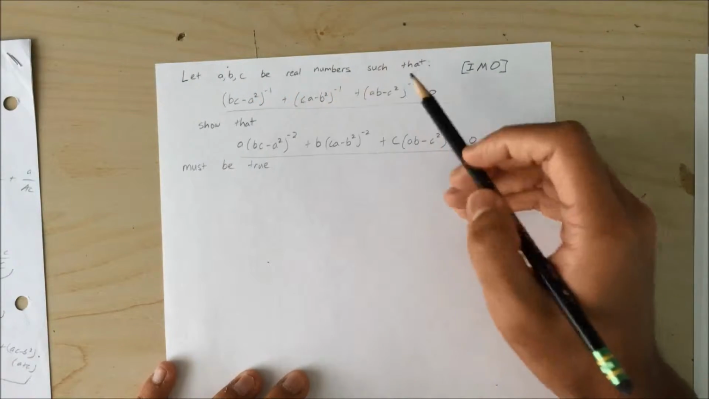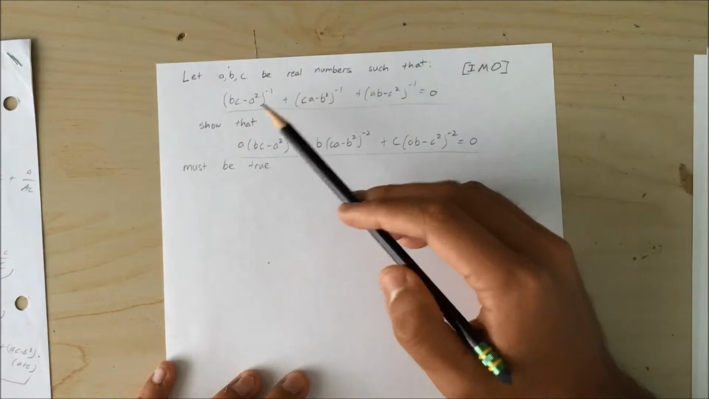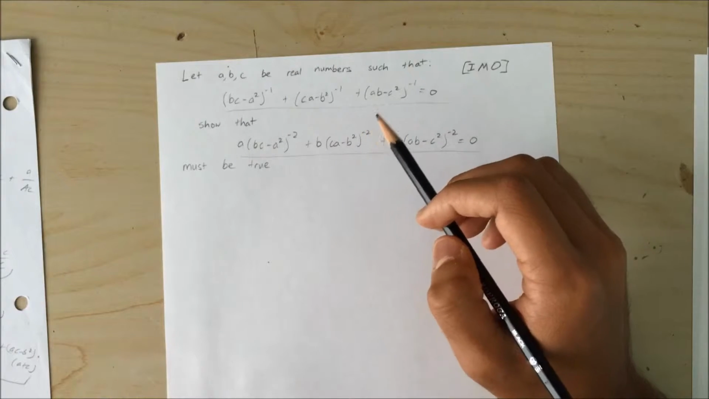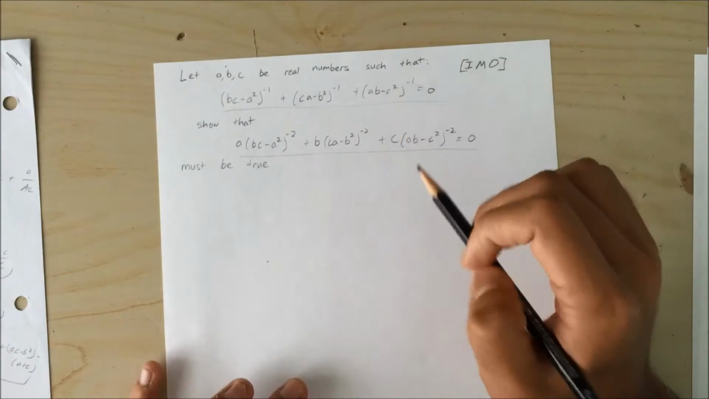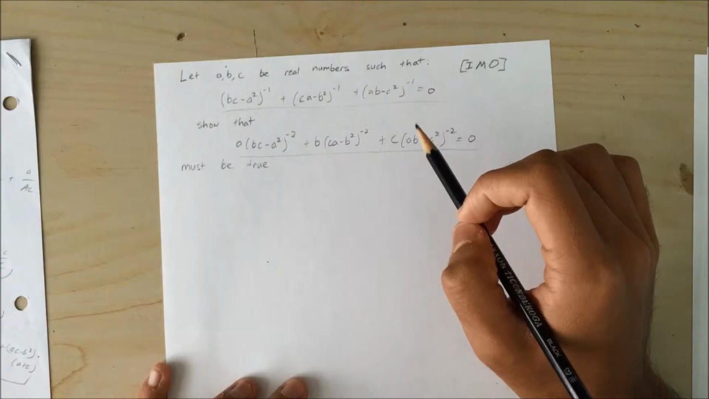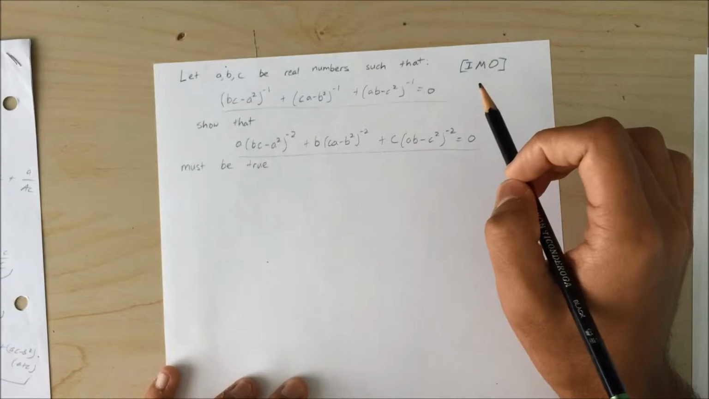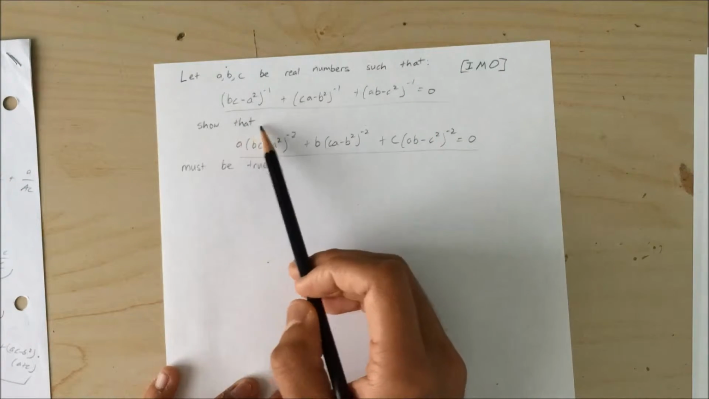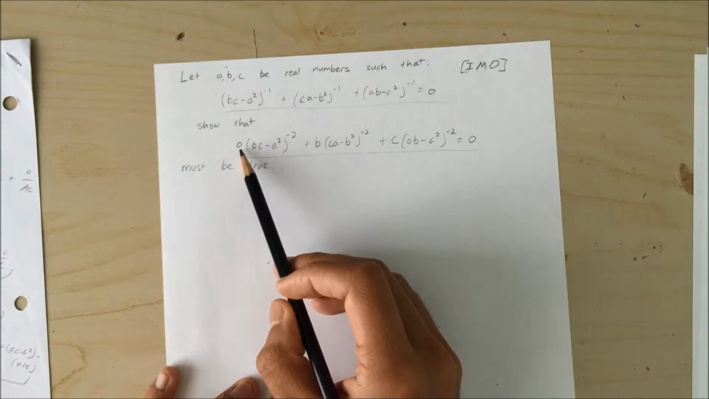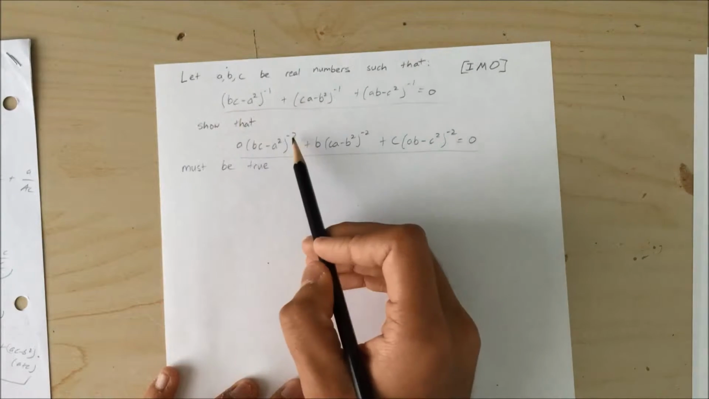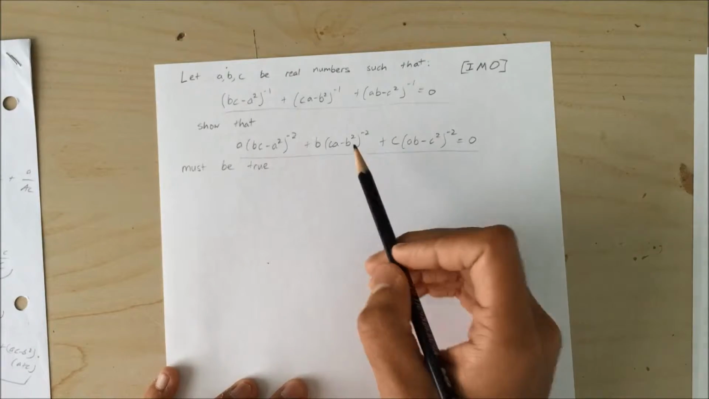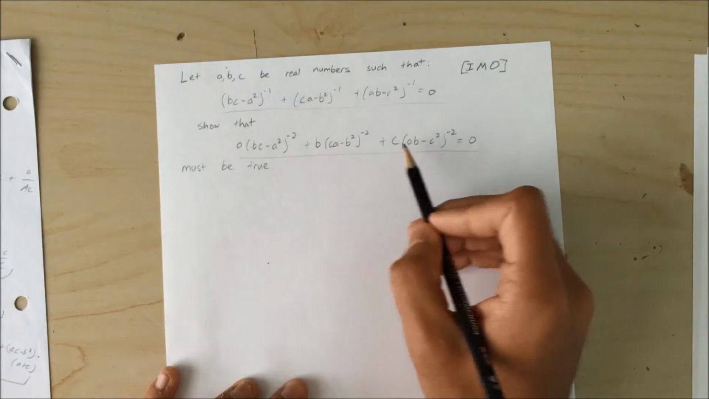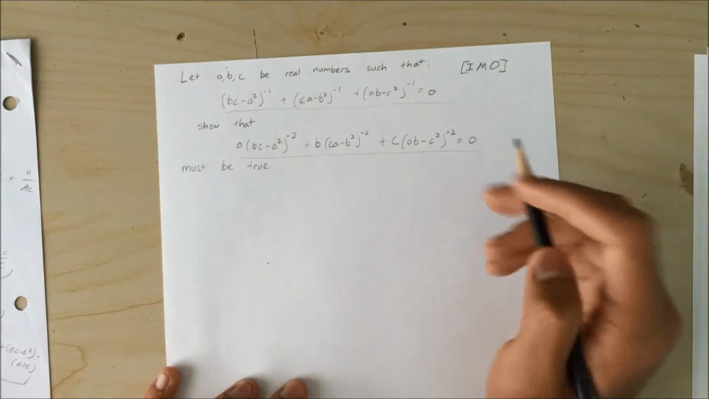let A, B, and C be real numbers such that the quantity BC minus A squared to the power of -1, plus the quantity CA minus B squared to the power of -1, plus the quantity AB minus C squared to the power of -1 is equal to 0. If this statement is true, it is asking us to prove that A times that same quantity in the first term, now to the power of -2, plus B times the same quantity to the power of -2, plus C times the same quantity to the power of -2 is equal to 0.